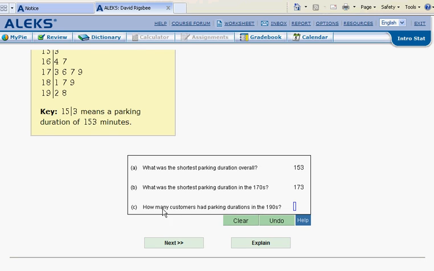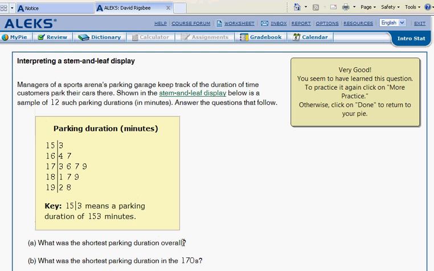How many customers had parking durations in the 190s? Well, we can see that that's immediately 2. And so, interpreting stem leaf plots. And ALEKS likes it.